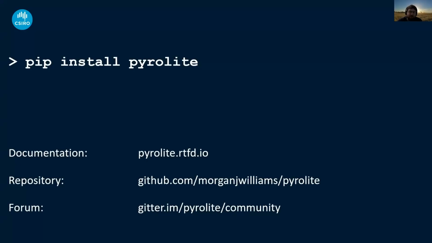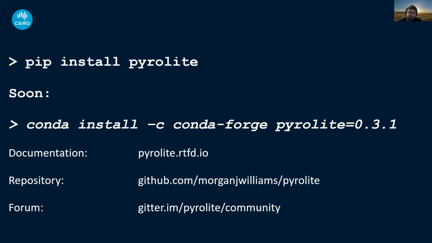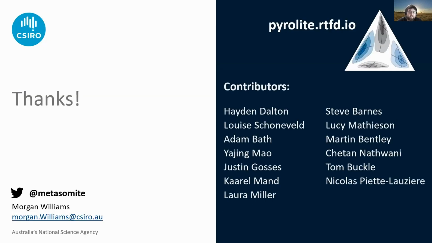If you already have Python installed on your computer, you can install Pyrolite with pip. And with the next release, we hope to have a conda-forge equivalent working so you can install it using the equivalent Anaconda tools. You can find the repository on GitHub, and we also have a public forum on GitHub for general Q&A. And I just wanted to give a shout out to all the contributors listed here on the right.